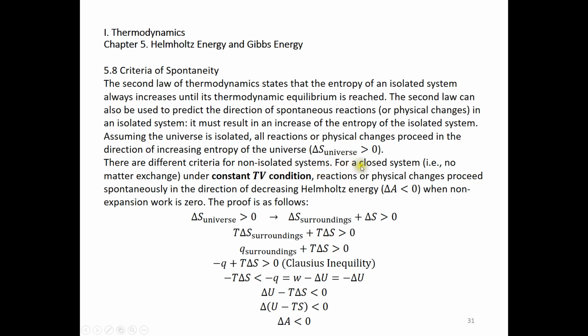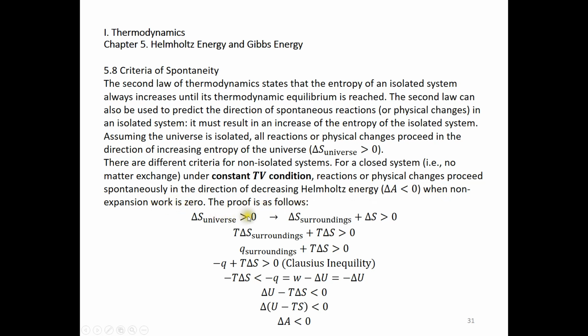If we have a closed system, that means there's no matter exchange, under constant TV condition, reactions or physical changes proceed spontaneously in the direction of decreasing A. Delta A should be negative. The Helmholtz energy must decrease when non-expansion work is zero. Here we have the proof.